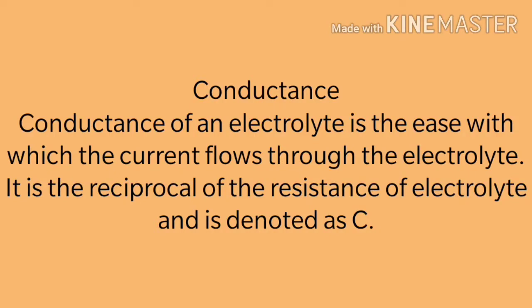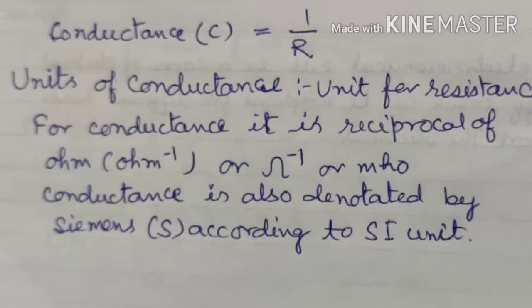Now we will see the conductance. C is equal to 1 upon R, where R is the resistance. So we can say the conductance is the reciprocal of the resistance.